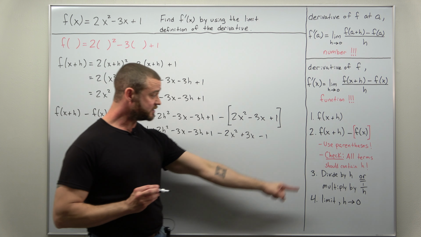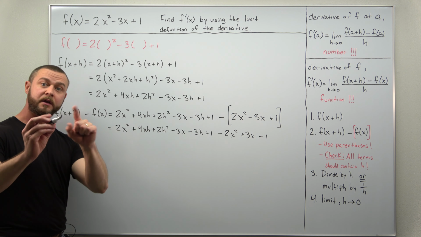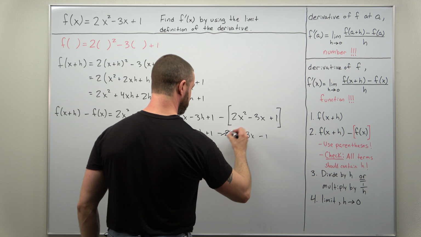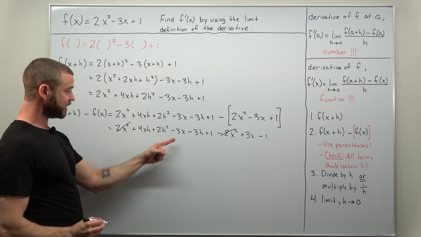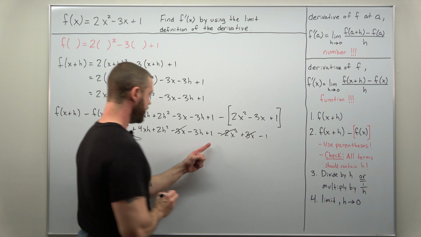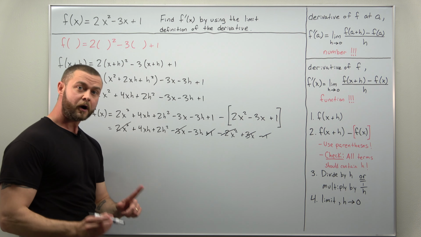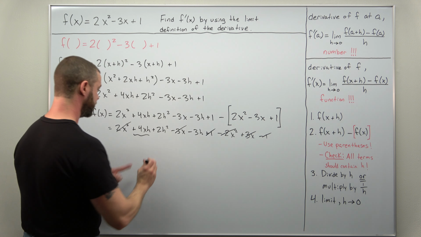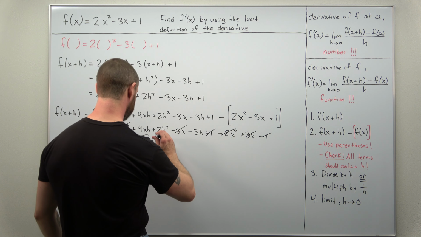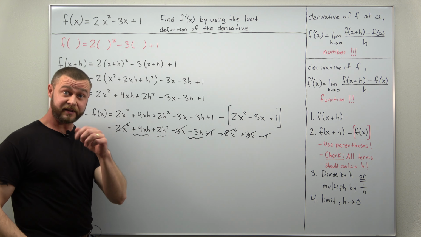All right, so now let's go ahead and see if our check is met. We should have a lot of terms that cancel out, and let's take them term by term. We have 2x squared. That cancels. Looks like we have minus 3x and plus 3x. That'll cancel to 0. And we have plus 1 and minus 1. All right, and what we're left with, 4xh, that contains h. 2h squared, that also contains h. And minus 3h, which also contains h.